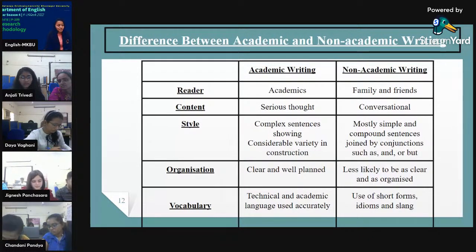Then content: in academic writing, content is very serious thought. It is not personal experiences or emotions, while in non-academic writing it is like conversation. Style is very complex in academic writing. The organization of academic writing is very clear and well planned, and in opposite, non-academic writing is not organized in a proper way. Vocabulary of academic writing is the accuracy of language and technique of language, while non-academic writing uses very short forms and idioms.